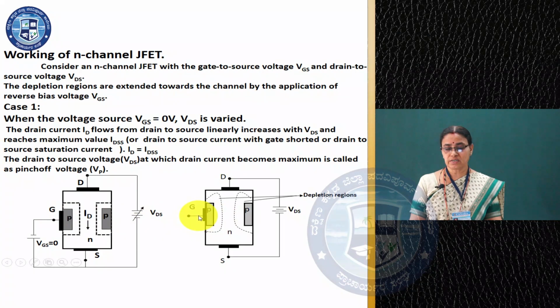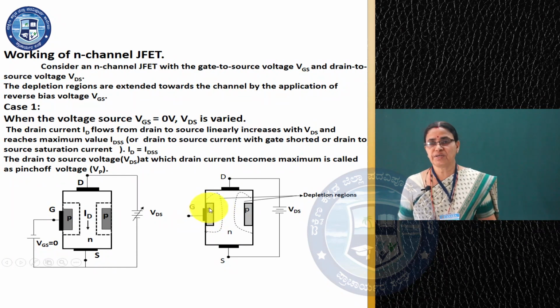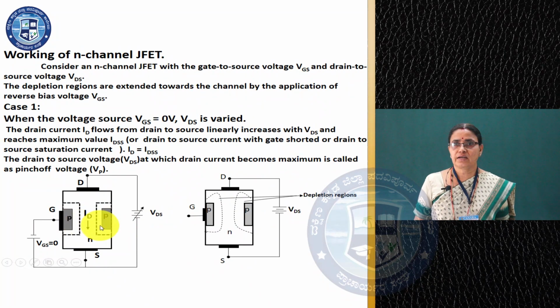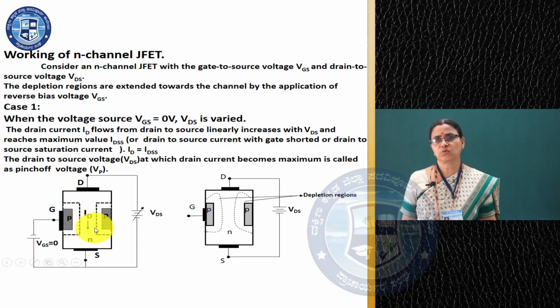When VGS is equal to 0, the gate is connected near this junction. The depletion region formed near the P type and N type is very small, so the channel width will increase. So a large amount of current flows through this channel. As VDS increases, a large current flows through the channel, and it increases linearly with VDS. So it obeys Ohm's law.